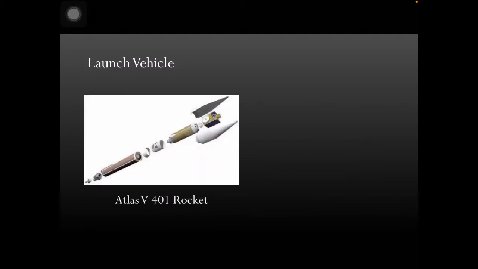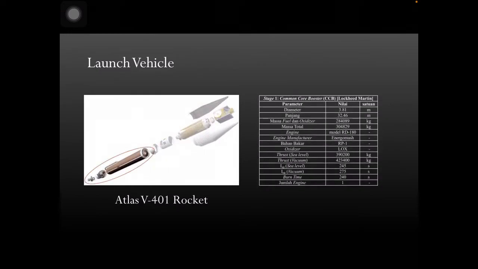Okay, next I will discuss the launch phase of the mission. First is about the launch vehicle. The MRO uses the launch vehicle, the Atlas V 401 rocket, which has two stages. The first one is the common core booster, with the data as follows. And the second stage is the Centaur single engine, with the data as follows.